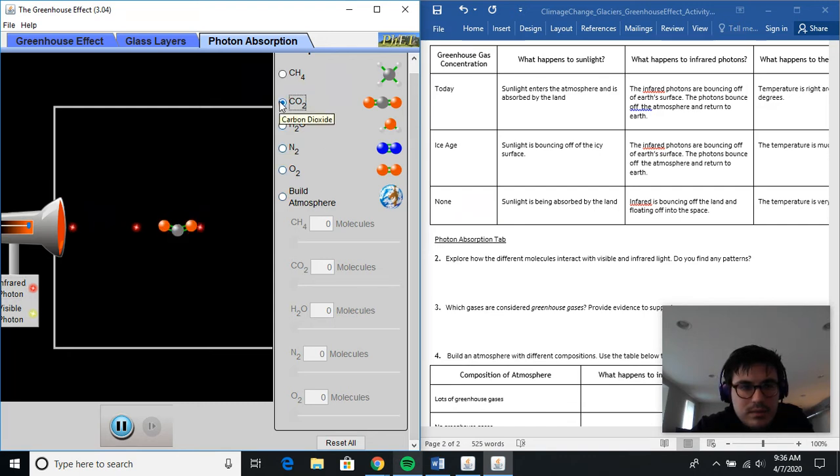Let's try CO2. Bounces off. Infrared bounces off. H2O. Infrared is deflected. See these kind of going off? Nitrogen passes right through. No bouncing. Oxygen.